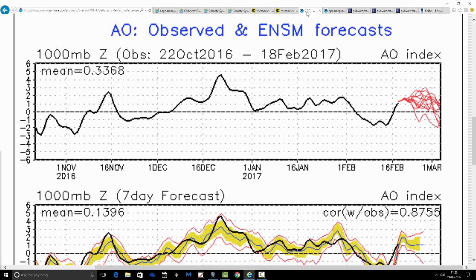So this is the Arctic Oscillation observed and forecast chart. The black line here tells us where the Arctic Oscillation has been. The red lines are where the GFS ensembles are forecasting the Arctic Oscillation to go. Remember, this is just an index that's reflecting the state of the atmosphere. It doesn't drive anything. A lot of people talk about the Arctic Oscillation as though it was a driver. It isn't a driver of the weather. It just tells you what the weather is doing.